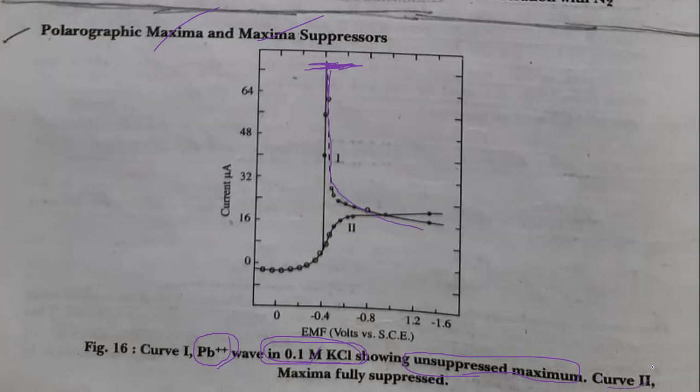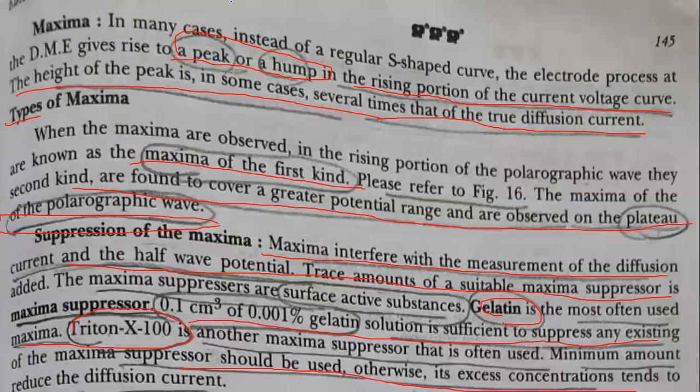Now the second curve, if you can see, the maxima is fully suppressed. You can see how smooth the curve obtained here is. This is the residual current, this is the diffusion current, and this is the limiting current. So a very smooth line is there. Even the half wave potential can be found likewise.